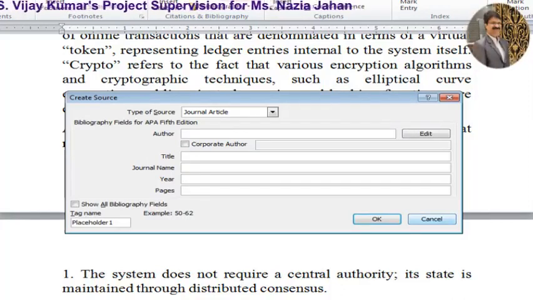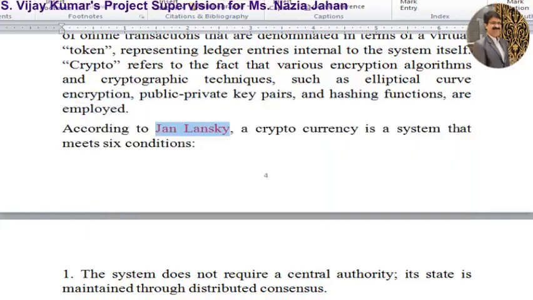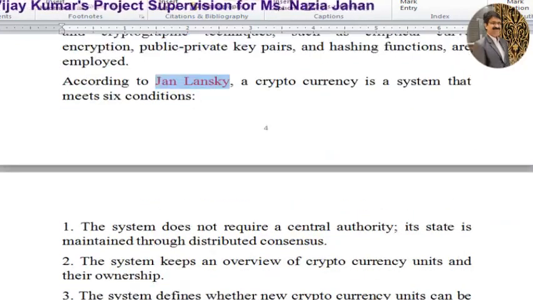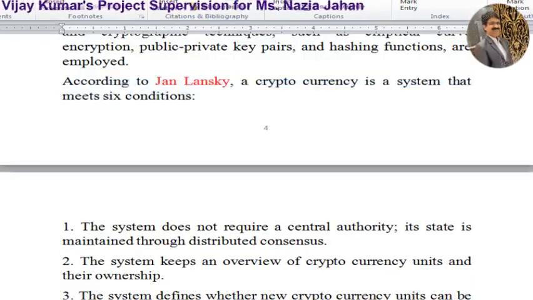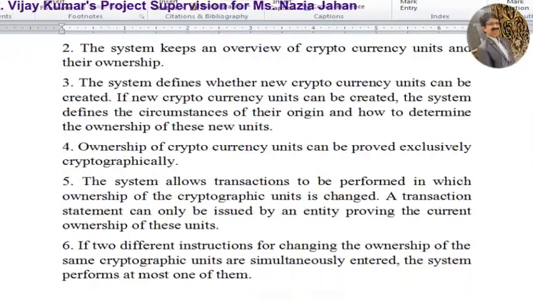But you can put it in a separate file. Later we can understand. Okay. The system does, it's good actually, write like this. In a literature review, we require such sentences. Six conditions, all these you are putting here.